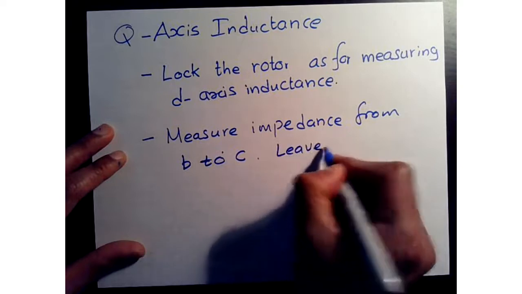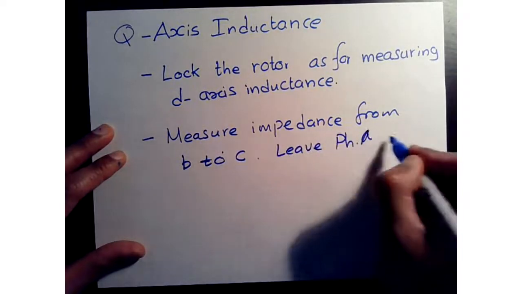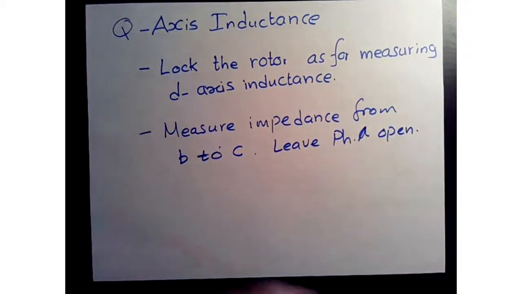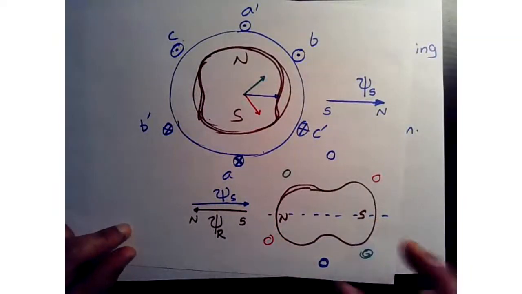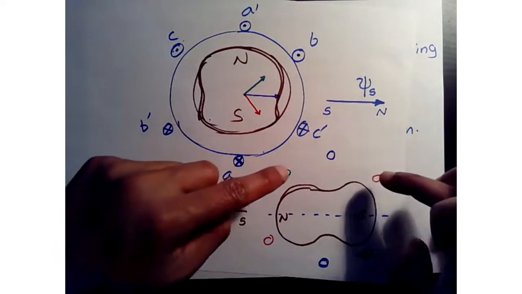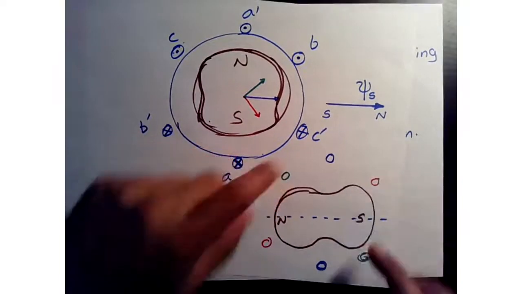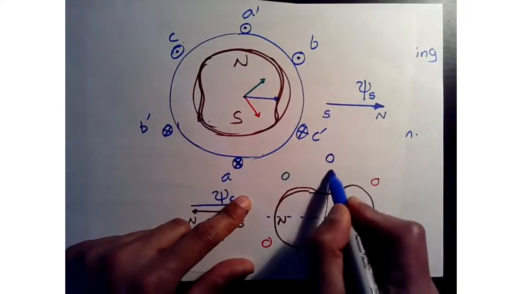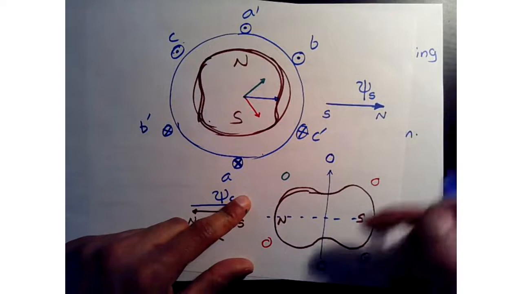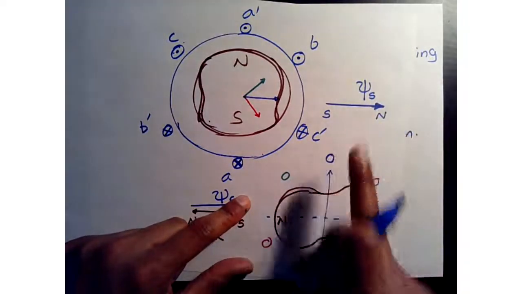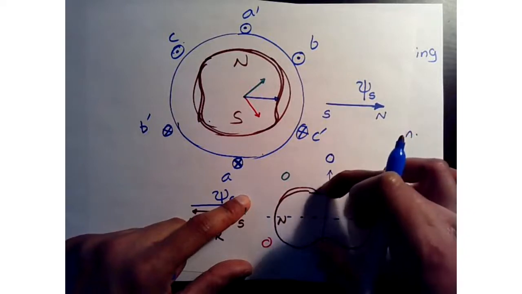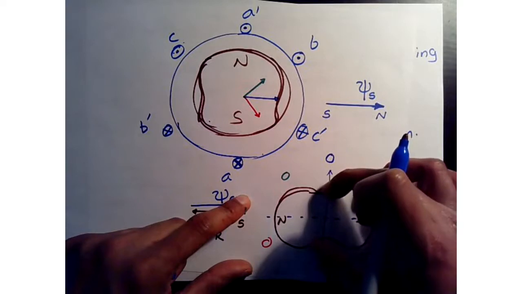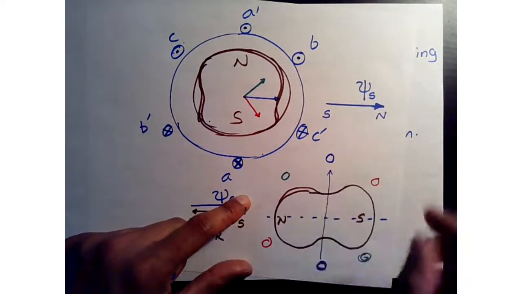Leave phase A open. So you're basically leaving phase A open, and what that does is you're going to leave your rotor in the same orientation. However, you're going to measure from these two to these two, which is going to capture this axis. This is the quadrature axis. Whether you measure it from here to here or here to here, the inductance is only capturing the material. Therefore, your inductance value will remain the same. It's a scalar, right?